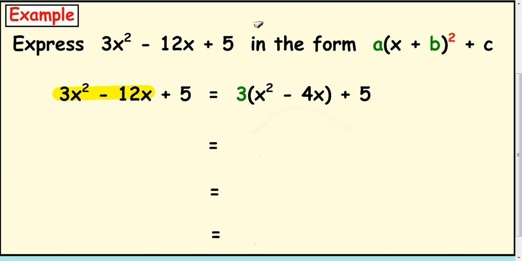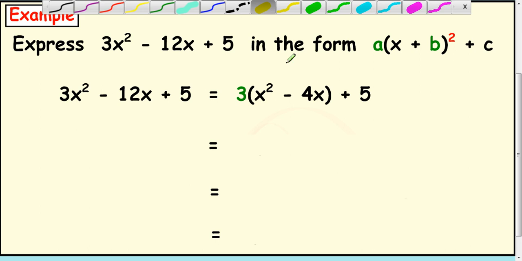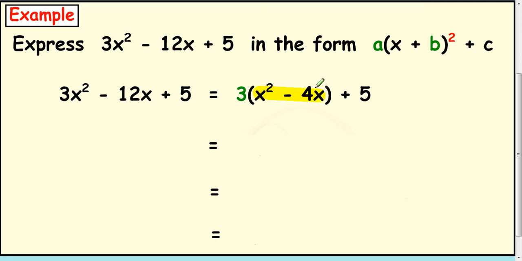Next thing, we want to complete the square just with the bracket part. So we still have our 3 at the front, but we end up having square brackets. So that's going to be x minus 2 all squared. That's going to generate an extra plus 4, so take that away and then close your square brackets. Then add your plus 5.